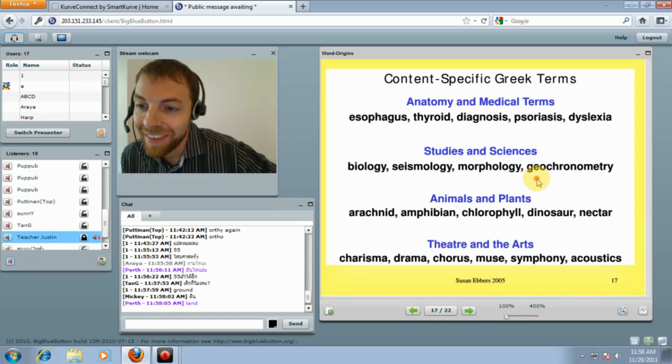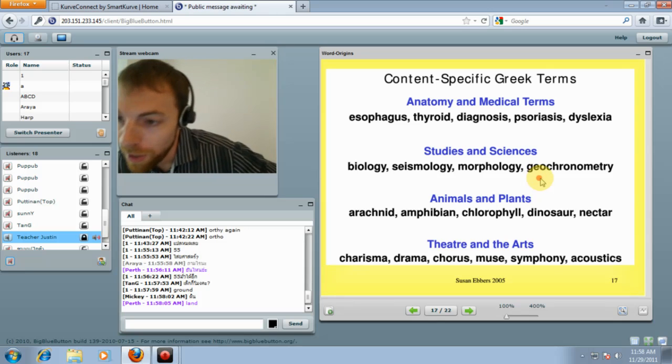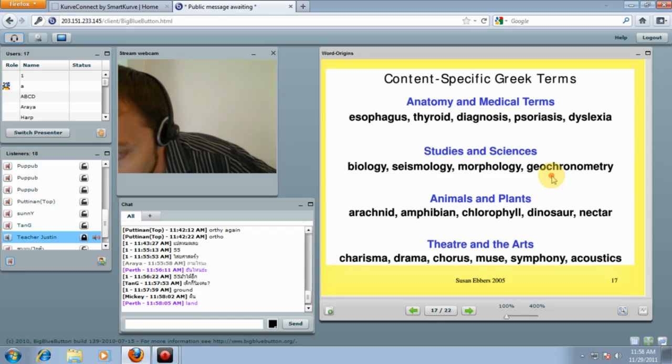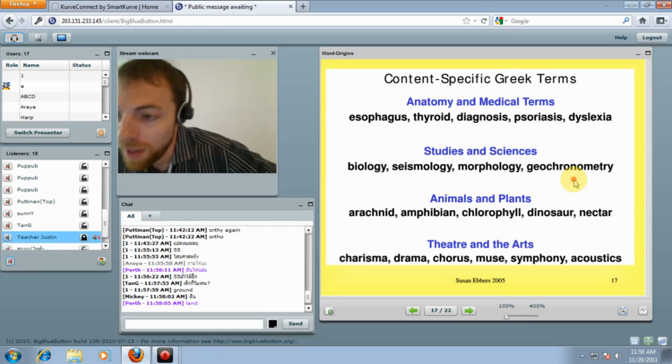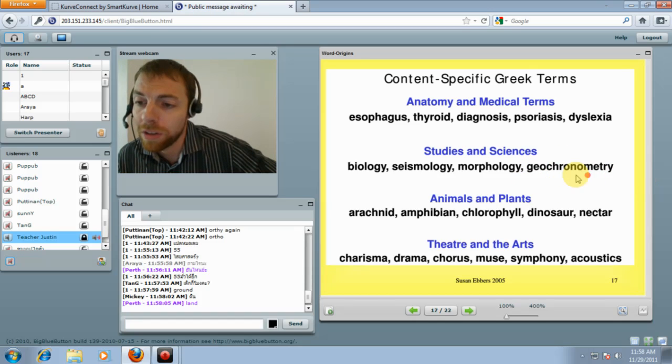Yeah, geo is earth or ground. All right, and next part we see chromo. I don't know if we talked about this one. Chrome, color, usually. And so this is the studying of the different colors of the earth.